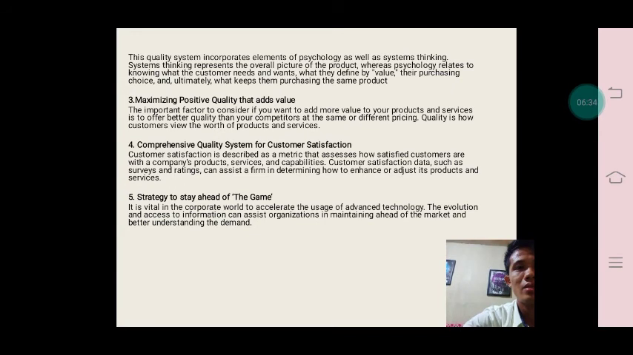This quality system incorporates elements of psychology as well as system thinking. System thinking represents the overall picture of the product, whereas psychology relates to knowing what the consumer needs and wants, what they define by values in their purchasing choice, and ultimately what keeps them purchasing the same product.